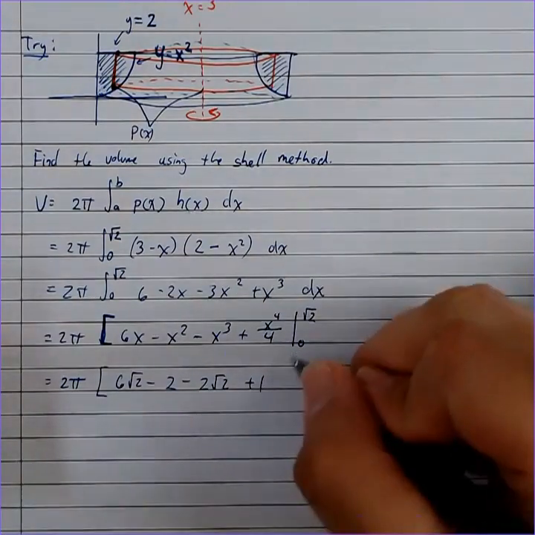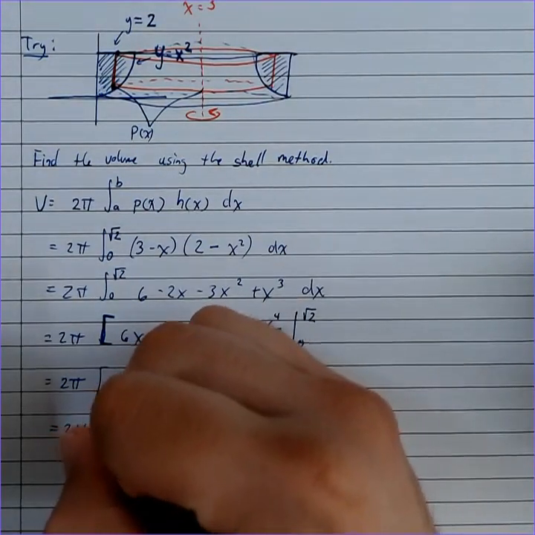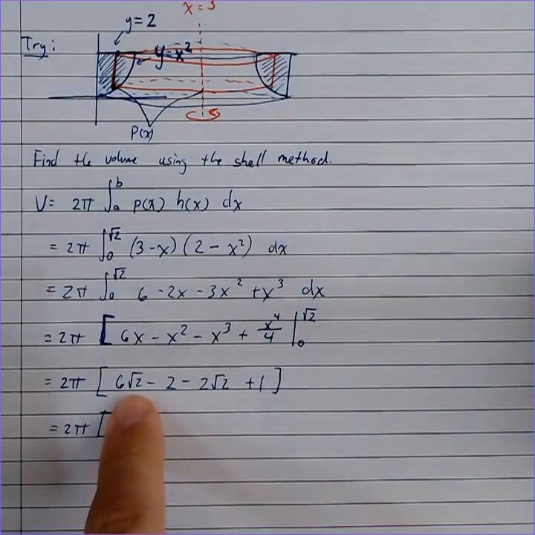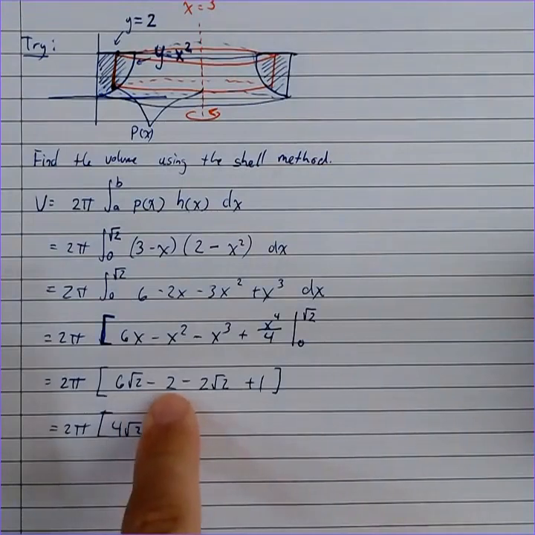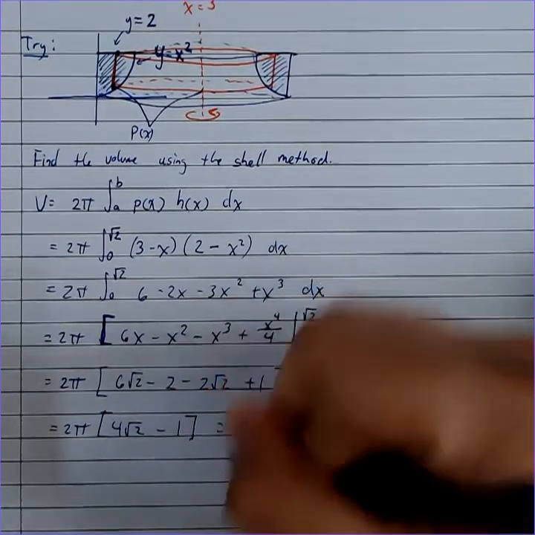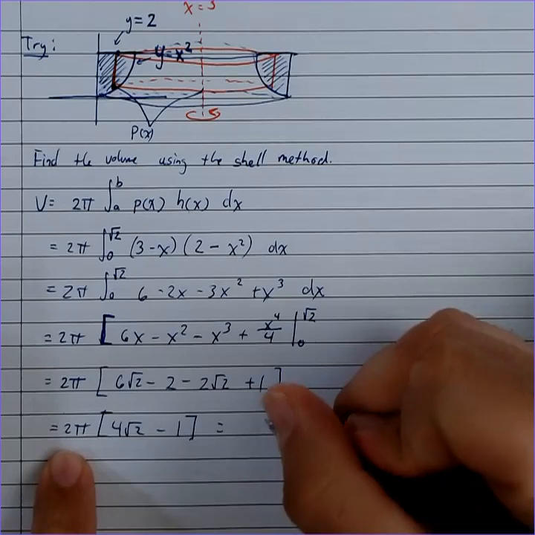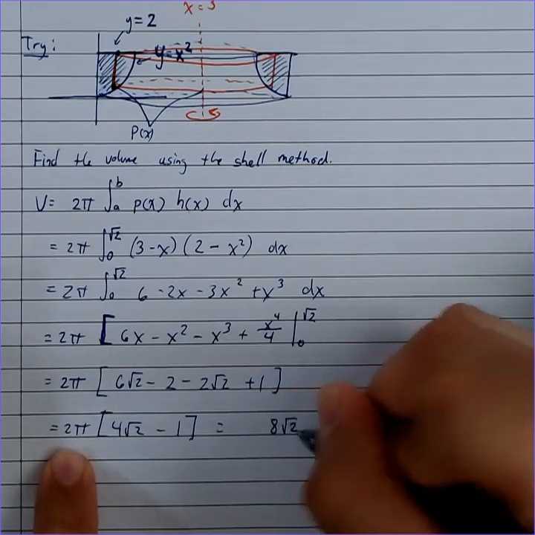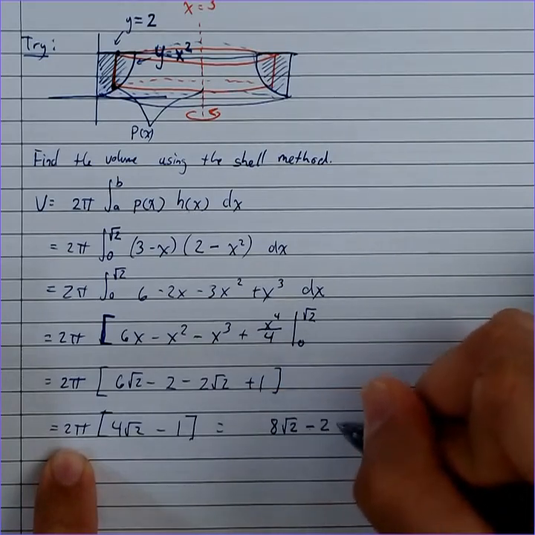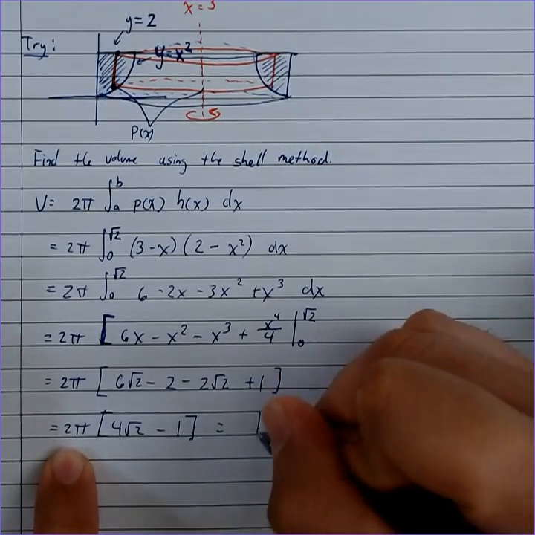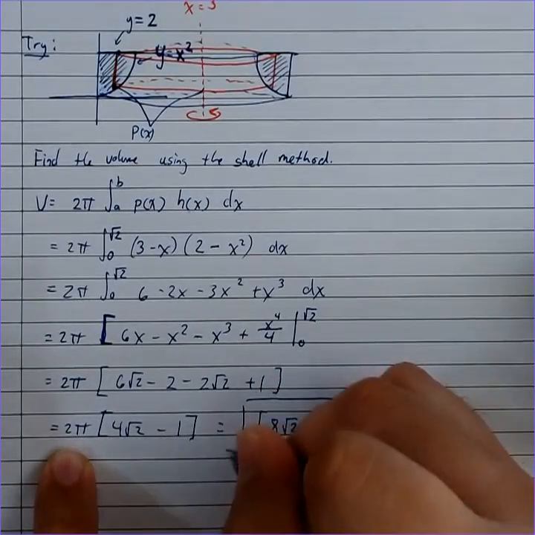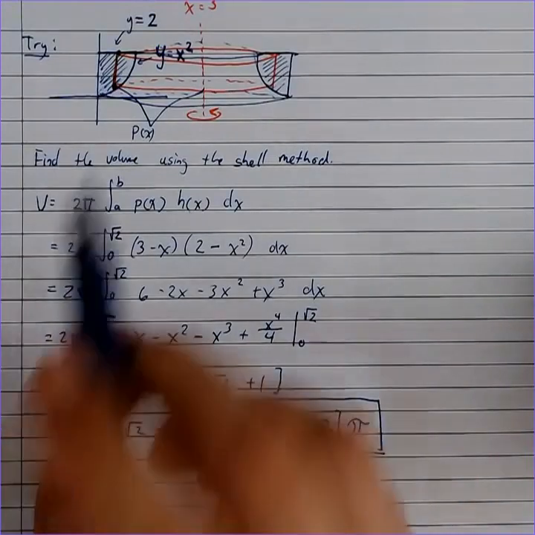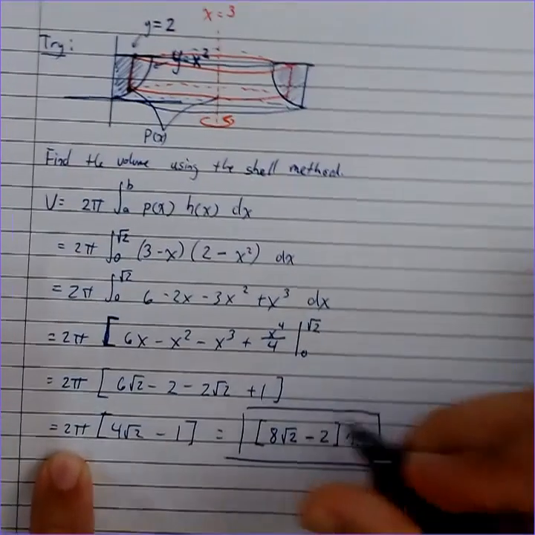And now some like terms combine. We can write this as 2 pi times 6 root 2 minus 2 root 2, that's 4 root 2, minus 2 plus 1 is just minus 1. And then we can distribute the 2 pi to get our result. We can write this as 8 root 2 minus 2 times pi. Again, we're talking about a volume, so this is going to be in units cubed.